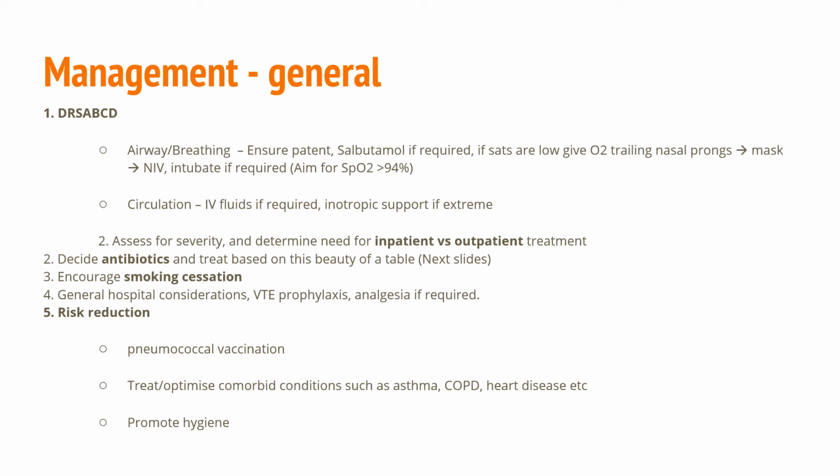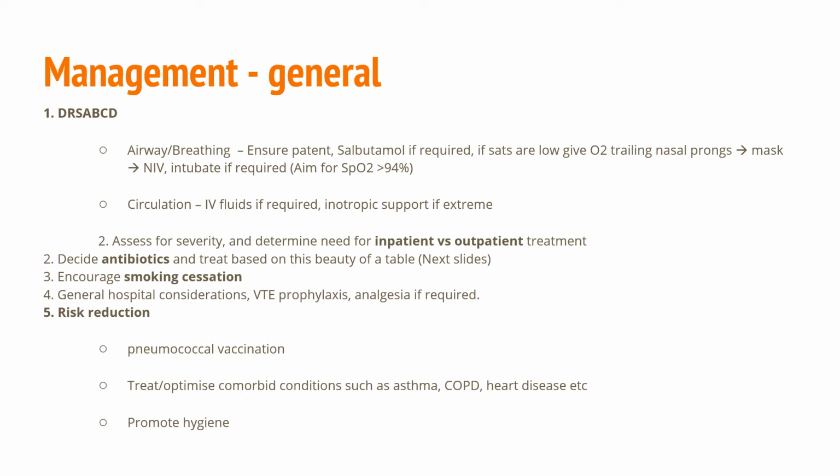So we're working through our airway and breathing. If they've got low sats, give them nasal prongs. Intubate if required. If it's a severe pneumonia and an ICU admission, they might be intubated. In terms of circulation, if they're dehydrated or hypotensive, you might want to give them some IV fluids and inotropic support if extreme. And then you would be assessing for severity, so you'd be using one of those calculators that we went through before.